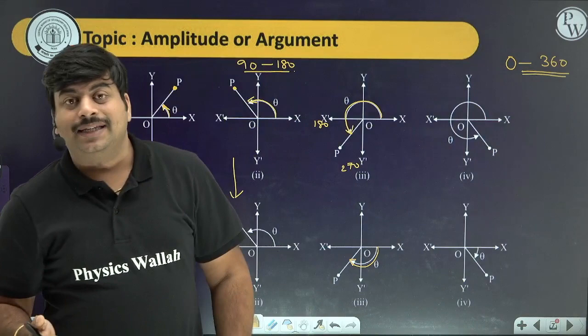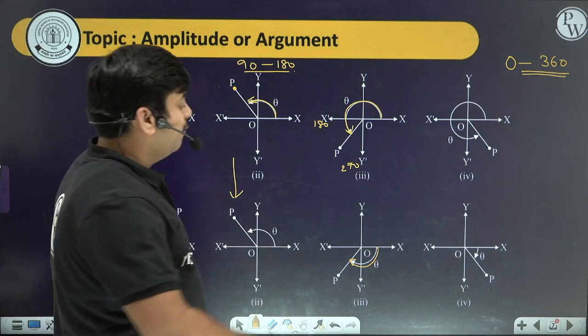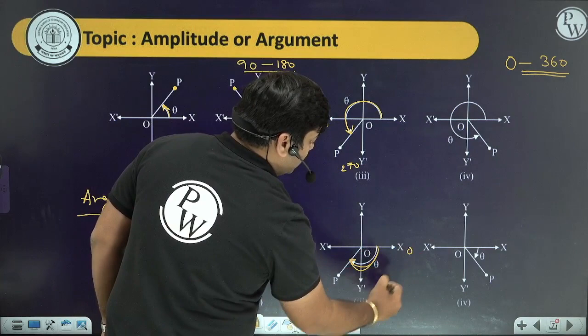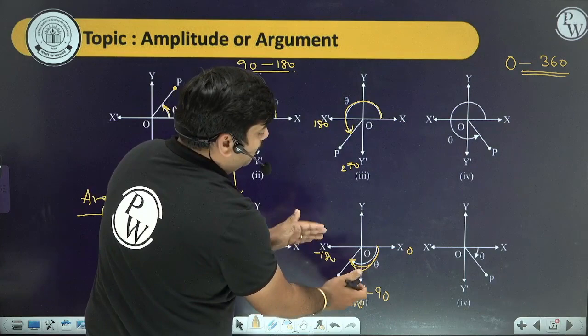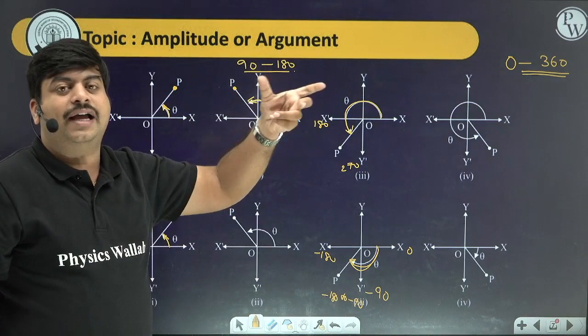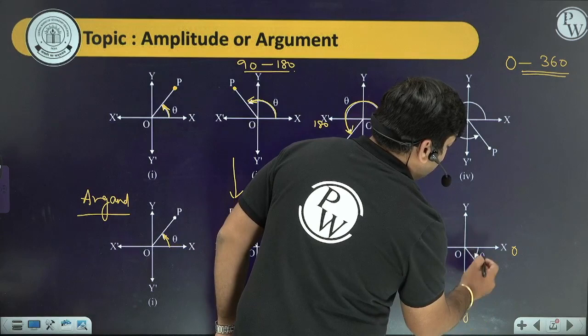0 to 90 is possible, 90 to 180 is possible, but after that we cannot go for 180 plus. We will have the negative direction, so this is minus 90 and this is minus 180. The angle will lie between minus 180 and minus 90. So our 0 to 360 interval should be redefined to an equivalent interval for the Argand plane. And this is 0, this is minus 90, so this value will be between 0 and minus 90.